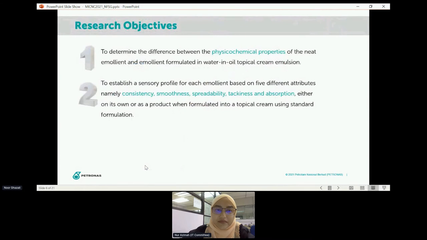Okay, next. For this research study, the first objective is to determine the difference between the physicochemical properties of the neat emollient and the emollient formulated in a water-in-oil topical cream emulsion, which is the end product where the emollient is applied. The second objective is to establish a sensory profile for each emollient based on 5 different attributes: consistency, smoothness, spreadability, tackiness, and absorption, either on its own, when the emollient is used on its own, or as a product when it is formulated into a topical cream.